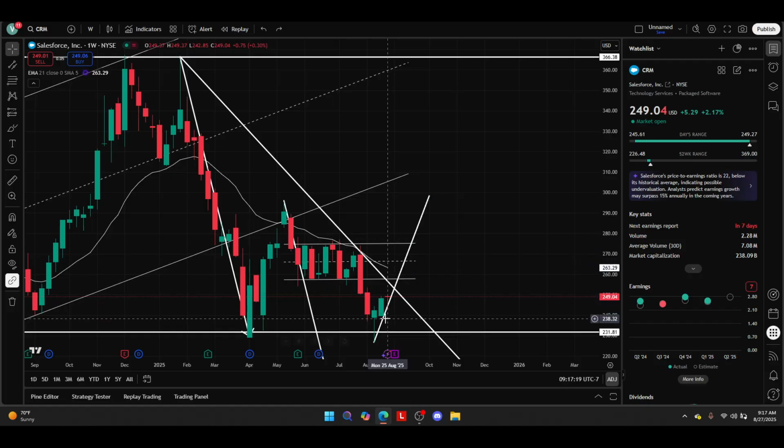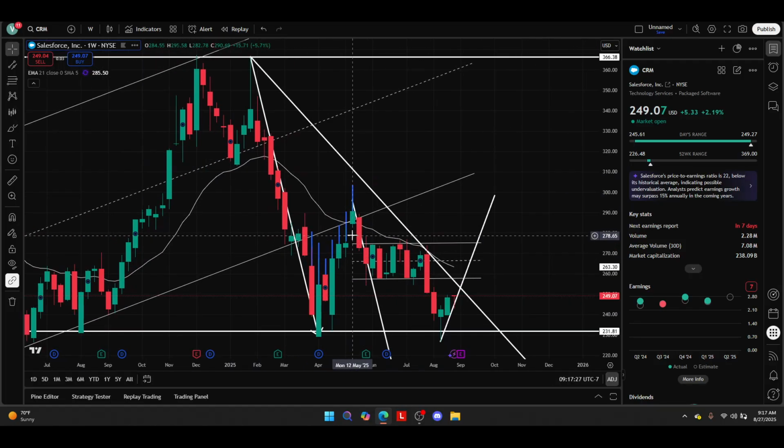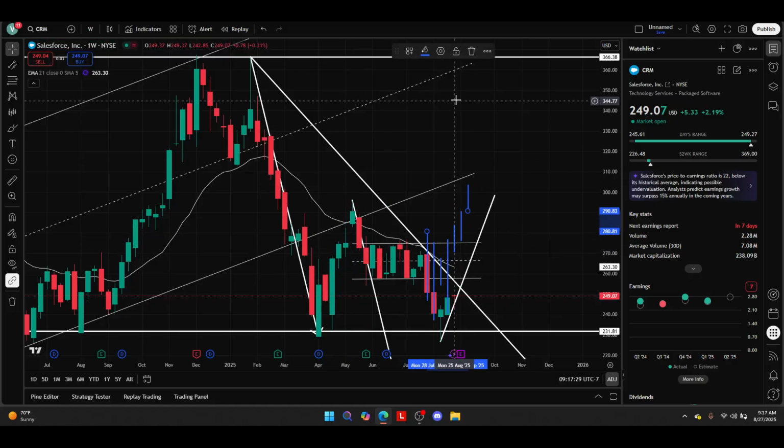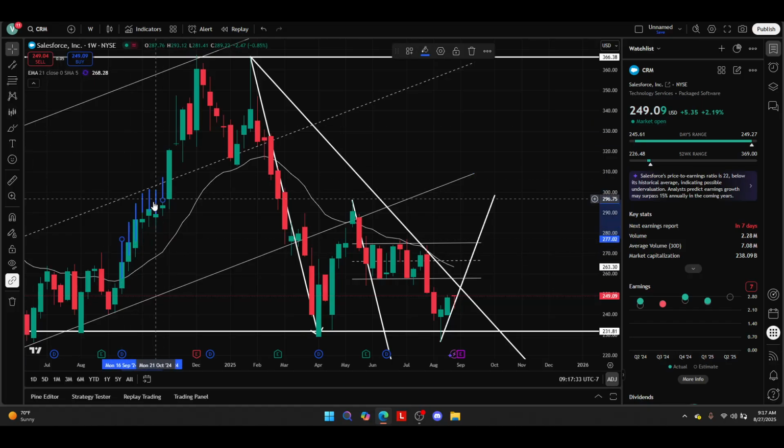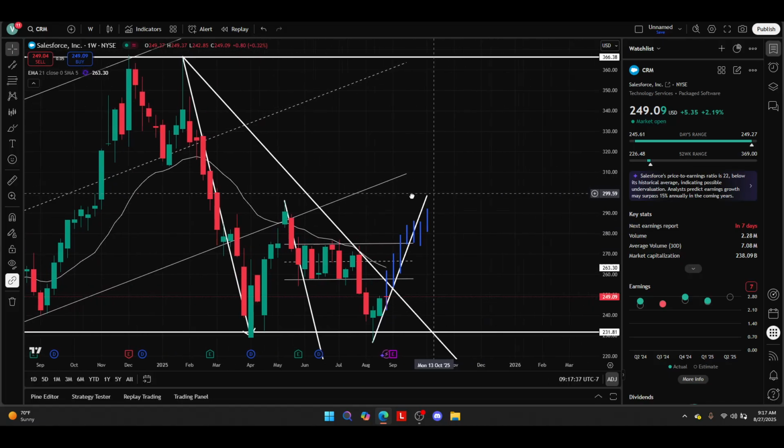And if we see continued strong momentum, this is what I mean by strong momentum. If you see something like this right here, these green bars right here, if you see something like this take place, that's what I mean when you see strong momentum.